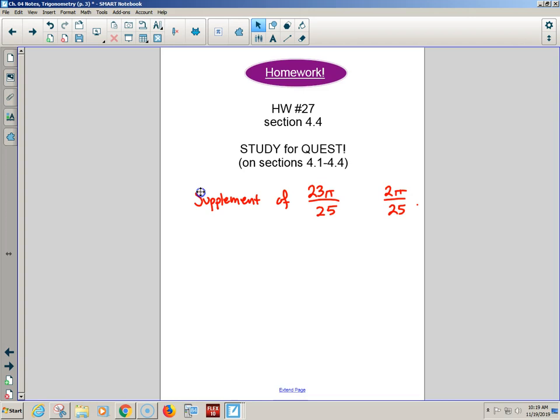Yep. Hey, would that have a complement? No. Because complements add up to 90. 90 is a half pi. Isn't 23 over 25 way over a half? Yes. No complement.